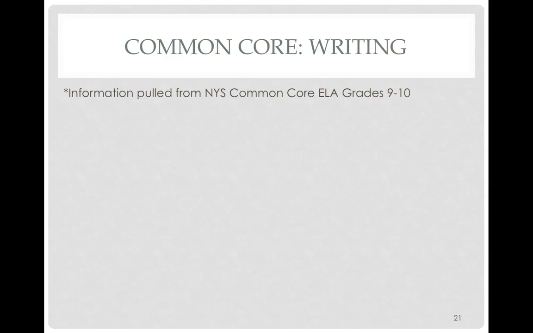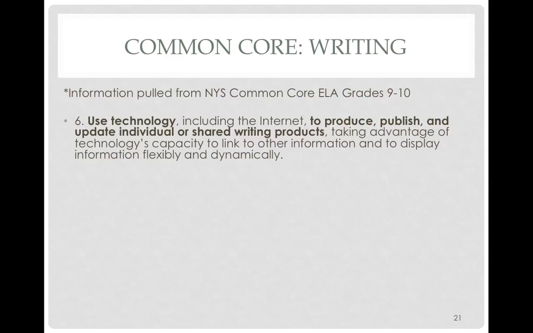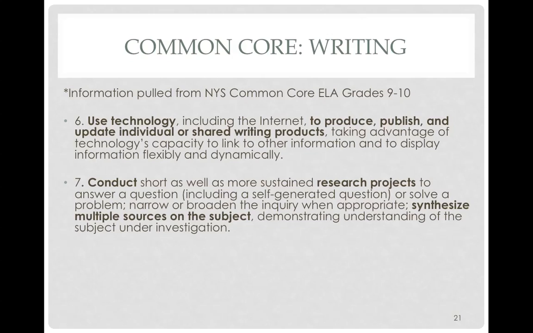For the Common Core writing standards in this category, students will use technology to produce, publish, and update individual or shared writing products. Students use wiki spaces to create and share information with their peers and you as the instructor. Wikis perfectly meet this standard. Students may also meet Writing Standard 7, where they conduct research projects and synthesize multiple sources on a specific subject. An excellent way for students to compile information that they find, especially on the web, is in a web-based, accessible wiki.